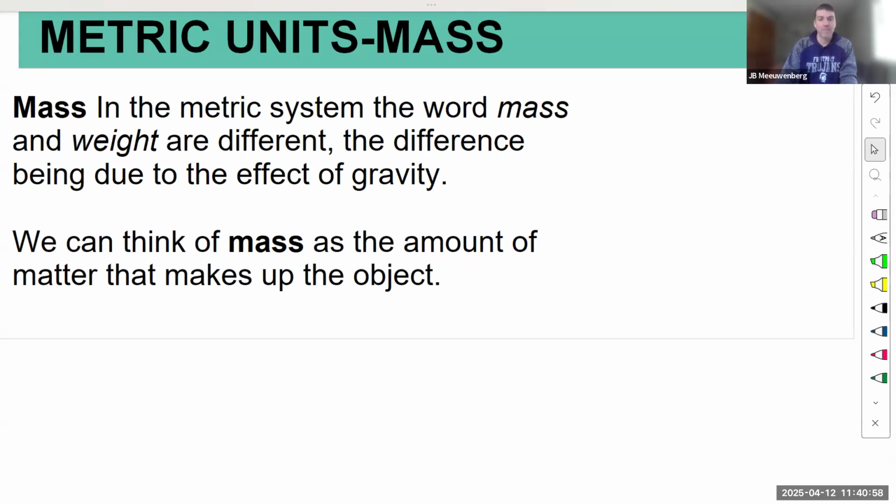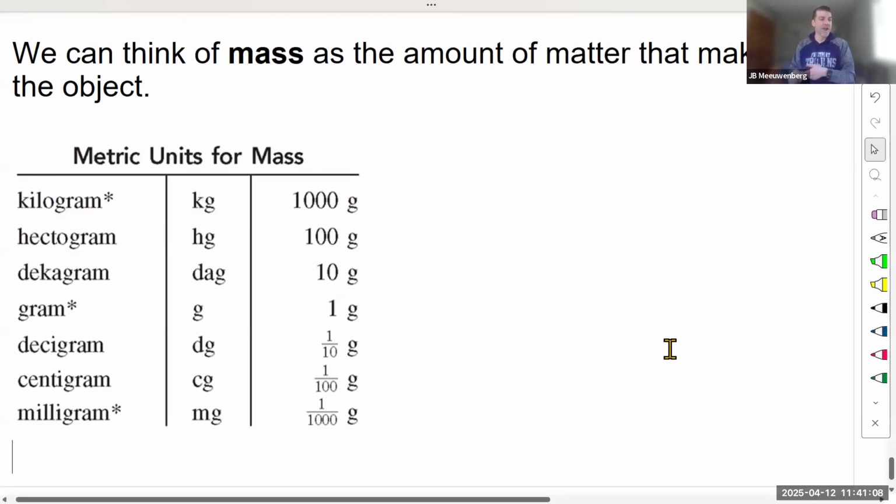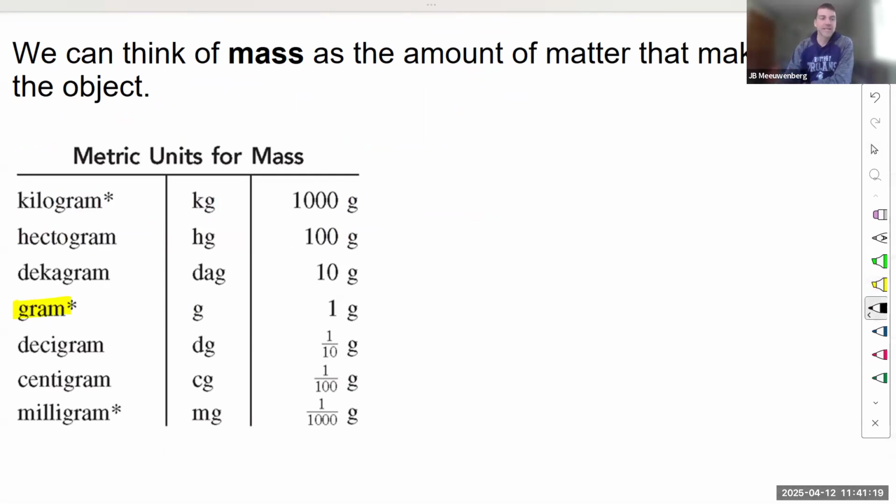And so the gram, if we're thinking about the same little chart that we've looked at before, the gram is that central unit of measure in the metric system. And again, like before, we have different prefixes: deca, hecto, kilo, deci, centi, milli. They mean the same thing. Most frequently, we use the kilogram a lot. We use gram a lot, and we use milligram a lot. Those are very common units of mass.